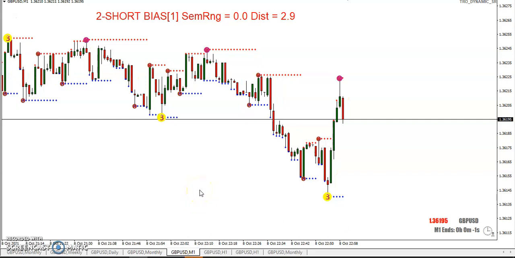So, TRO, dynamic support resistance. It's an indicator I wrote way back in my TradeStation days. It was one of the ones that made me quote unquote famous. It computes the support resistance dynamically. Now, what we used to do was use it in conjunction with the 3-level ZZ indicator.